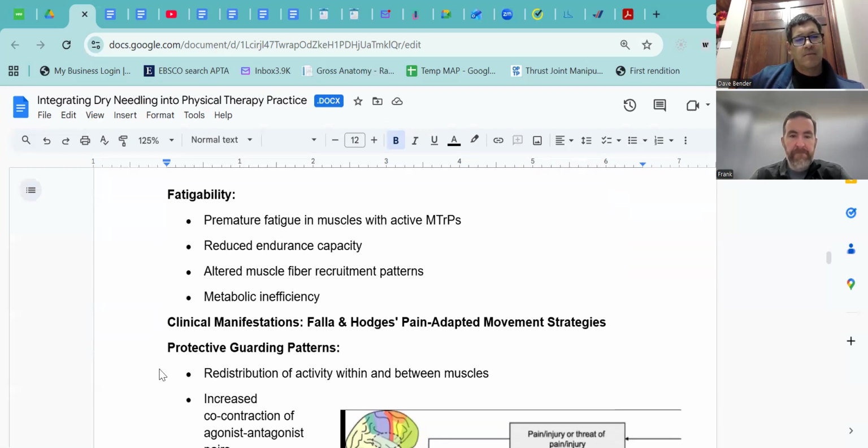So fatigability, because of this consistent firing and premature activation of these superficial systems, those muscles with active myofascial trigger points are going to have some premature fatigue. So that ATP, that energy crisis model comes in here, where there's increased energy and ATP demand, but decreased supply. So the capacity of that endurance is going to go down, both at the local level and even at the global level.